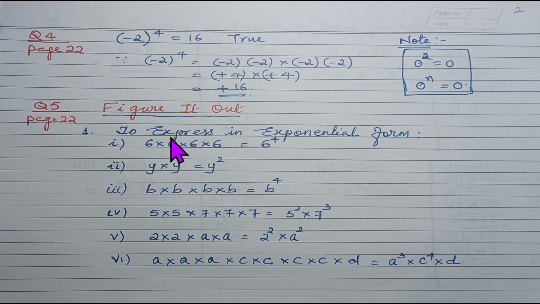So the first question asked here is to express in exponential form. 6 into 6 into 6 is multiplied 4 times, therefore it is 6 raised to 4. 5 into 5 is multiplied 2 times, therefore it is 5 raised to 2. b is multiplied 4 times, therefore it is b raised to 4. 5 is multiplied 2 times, therefore 5 square. 7 is multiplied 3 times, therefore 7 cube, therefore 5 raised to 2 into 7 raised to 3 is the answer. 2 is multiplied 2 times, therefore 2 raised to 2. a is multiplied 2 times, therefore a square. Therefore 2 into 2 into a into a will become 2 square into a square. And here a is multiplied 3 times, c is multiplied 4 times, and d is multiplied 1 time, and therefore the exponential form will be a raised to 3, c raised to 4, and d raised to 1.